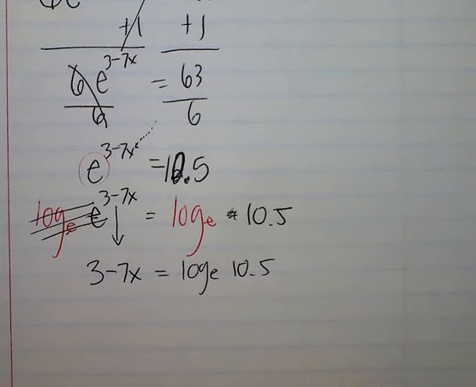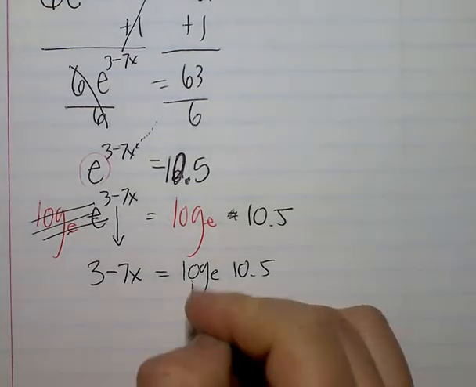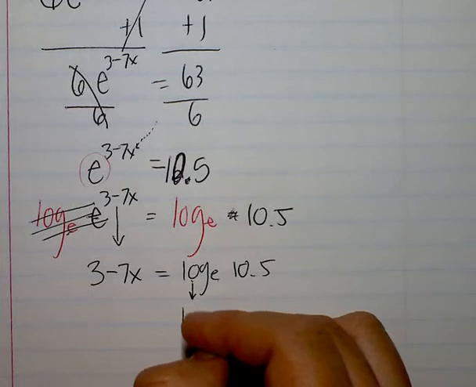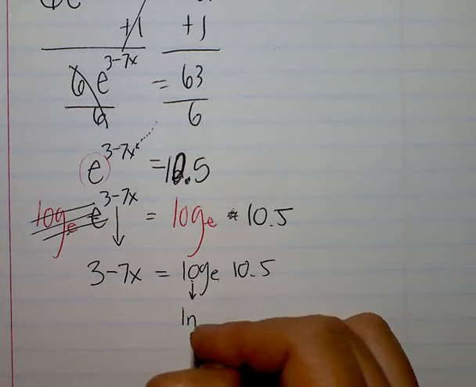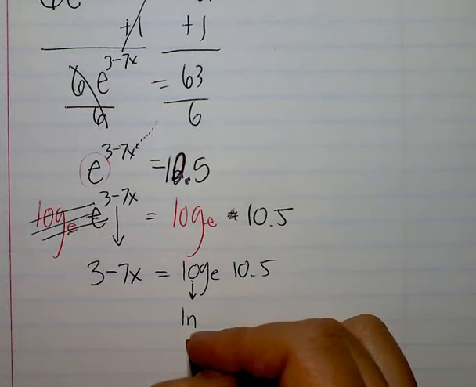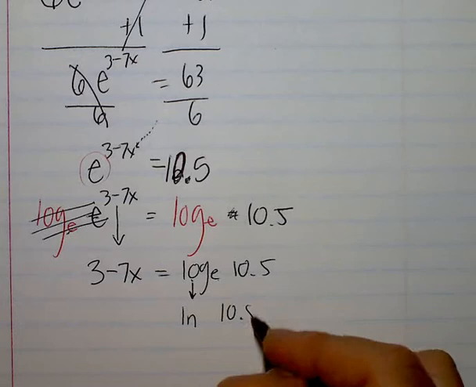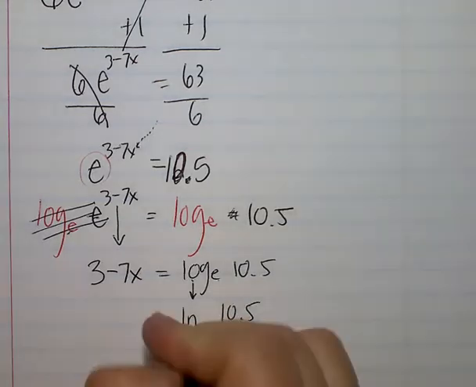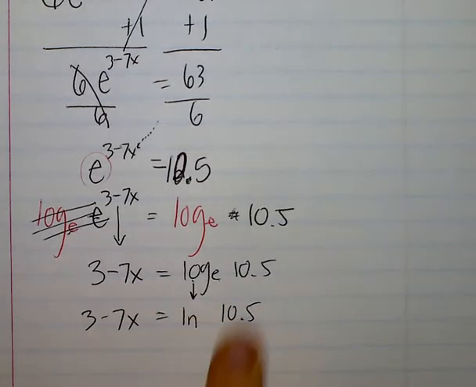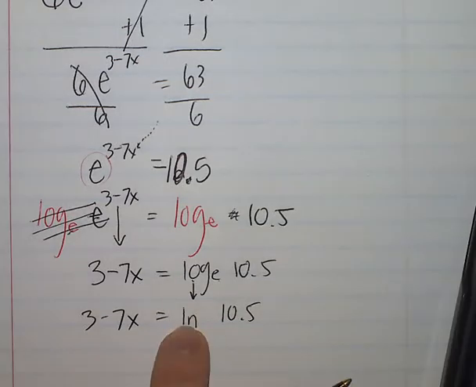But log base E is equivalent. It's the same thing as the natural log. And why we don't write natural log as NL and we reverse it and put LN, I'm not sure. But these are the exact same things, and this saves us a step on the calculator. So let's go ahead and figure out what this is. These are equivalent. Let's do ln of 10.5.